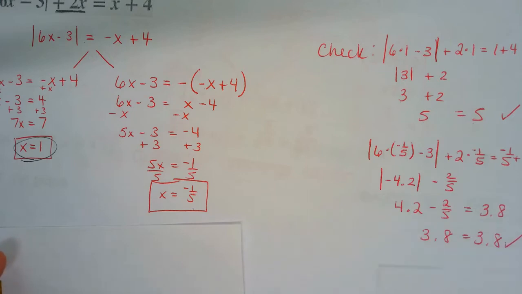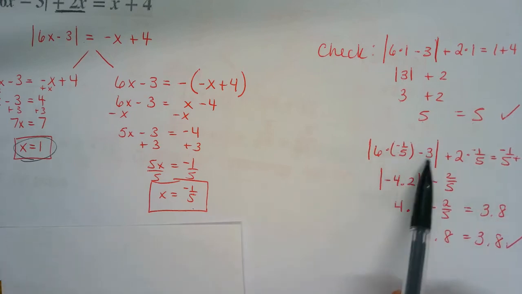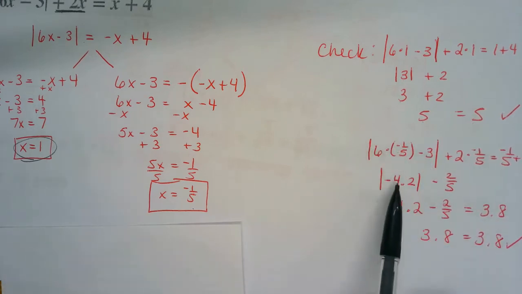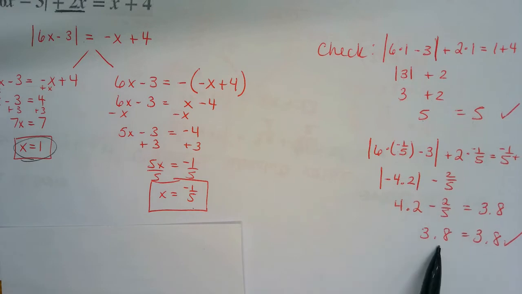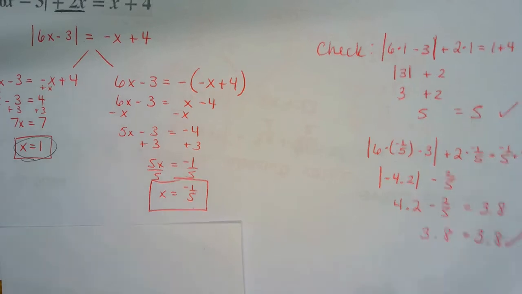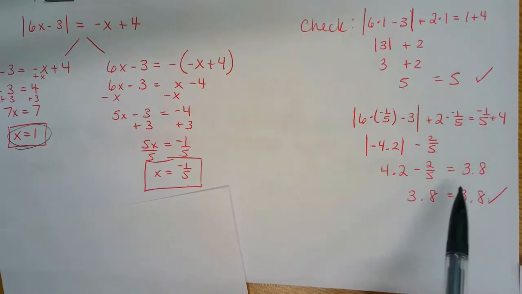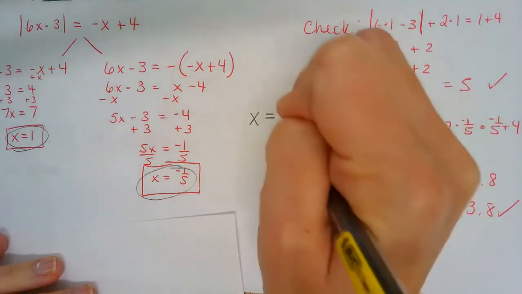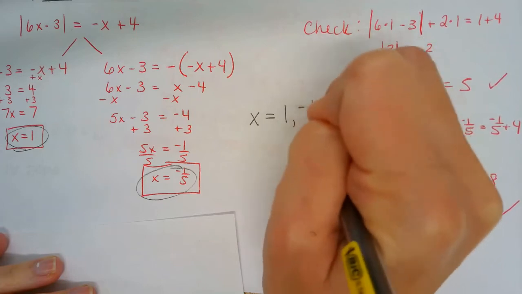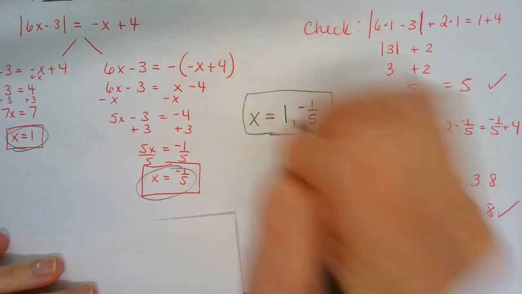Then I plugged in my negative 1/5, typed this part into my calculator, got negative 4.2. Absolute value of that is a positive 4.2. And then when I subtracted 2/5, I got 3.8. When I typed in the right side, I also got 3.8. So both of these would be answers. So I would write x equals 1 and negative 1/5.